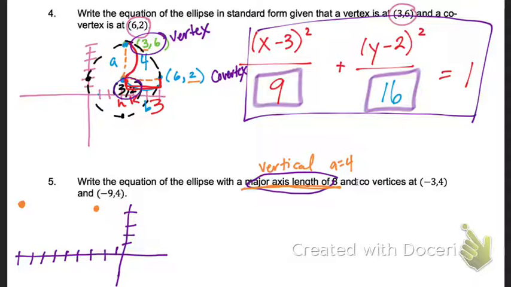Now, all I have are my co-vertices. How could I get the center with looking at these two dots? The midpoint between the two. So in between, there are 6 units between -3 and -9. So the midpoint is going to be 3 away at -6, 4. So it's just halfway between my co-vertices. So my H and K are going to be at -6, 4.